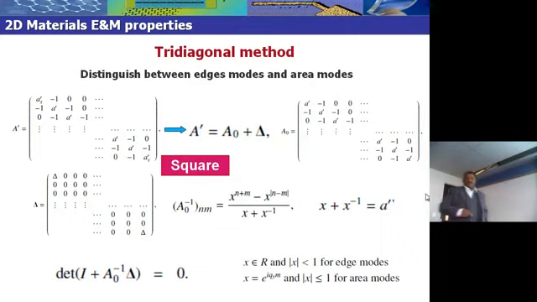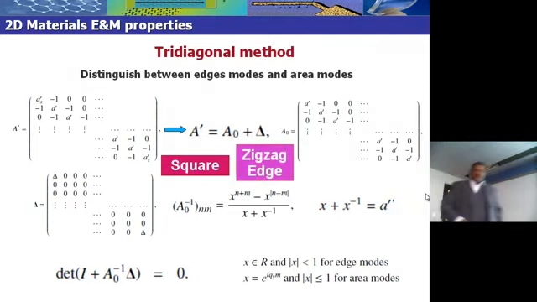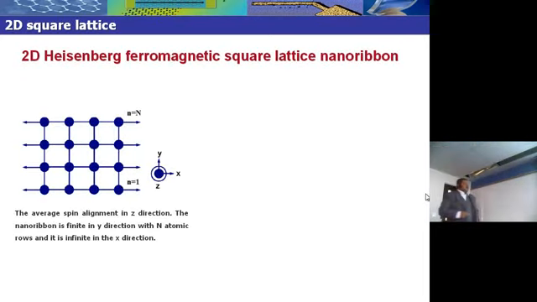Actually, due to the huge number of results we have, we only present some of them here. The first result we will show is the two-dimensional square lattice. We have a square lattice here. The alignment of spin is in this direction, and we have only nearest neighbor interaction.